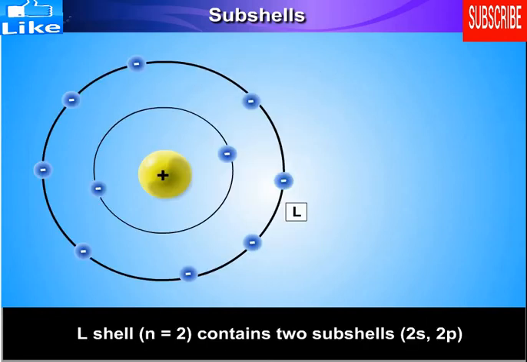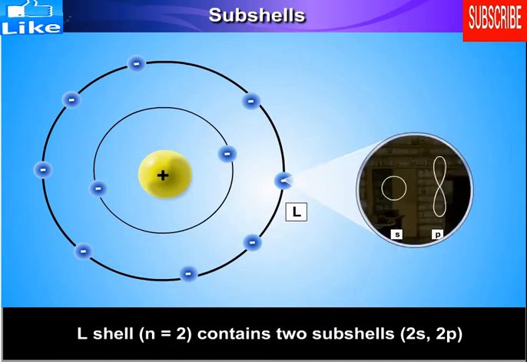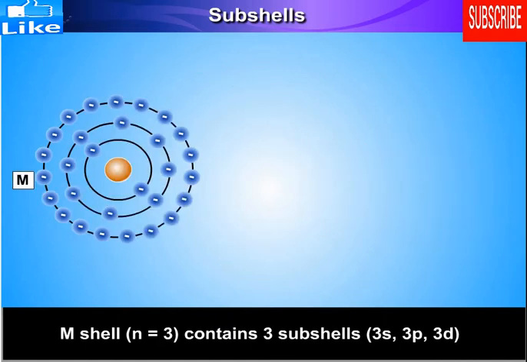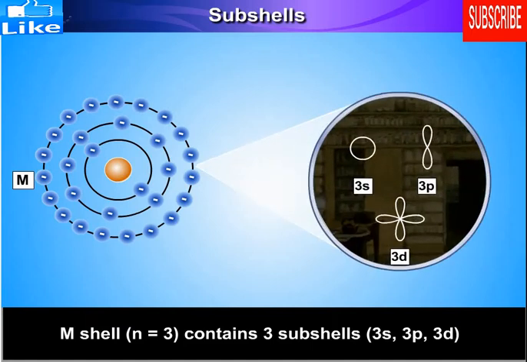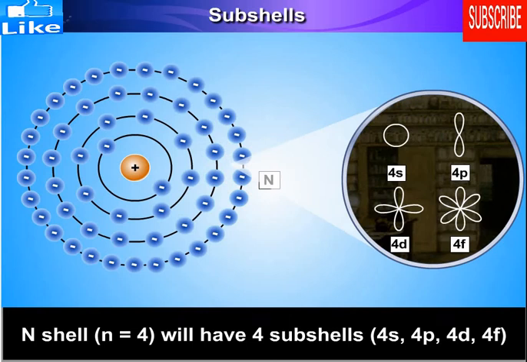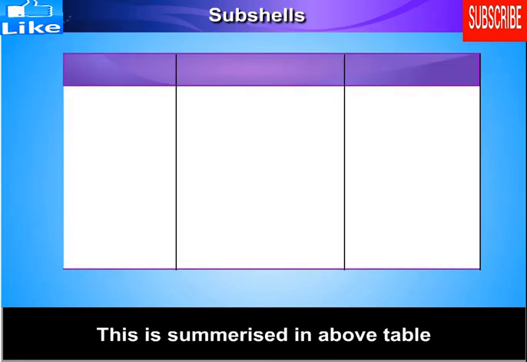L shell, n equals 2, contains two subshells, 2s, 2p. M shell, n equals 3, contains three subshells, 3s, 3p, 3d. N shell, n equals 4, will have four subshells, 4s, 4p, 4d, 4f. This is summarized in the above table.